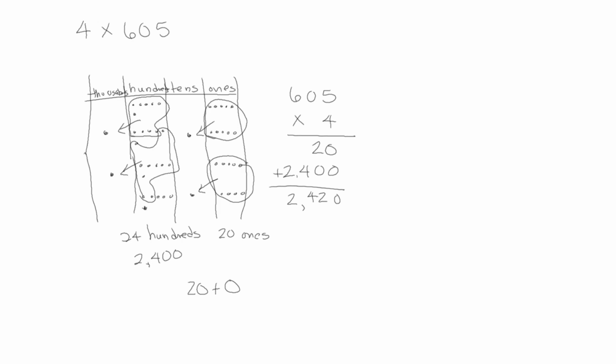And we're left with 1, 2, 3, 4 hundreds. And then we have 2 thousands. And if we add together, we have 2,420. So showing our place value chart with regrouping, we get the same product as we did recording partial products. Let's try another problem.